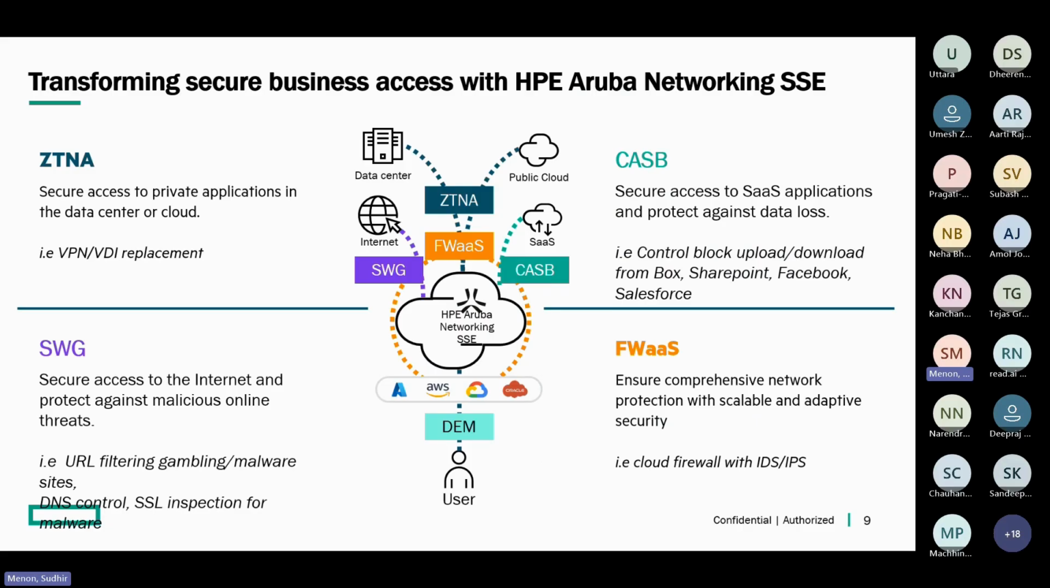Zero Trust Network Access, or ZTNA as it is called. This is our core foundation. So, to give you some background, the Aruba Networking SSE is an acquisition we made somewhere around 2.5 years ago. It was an Israeli company by the name Axis Security.